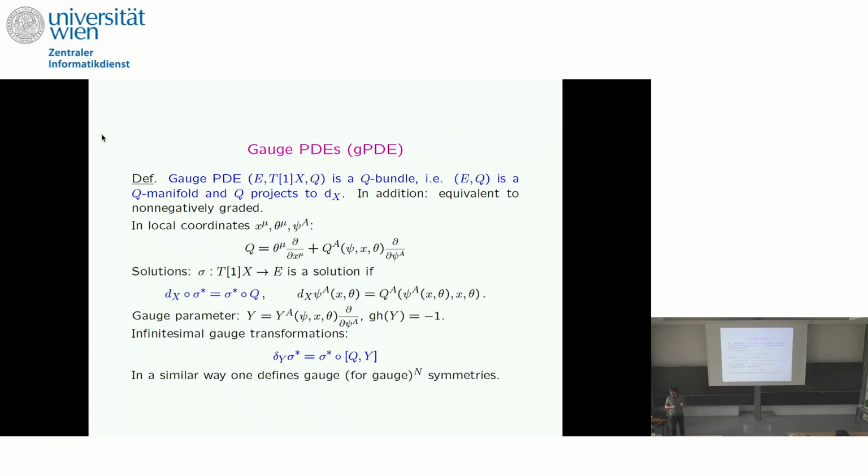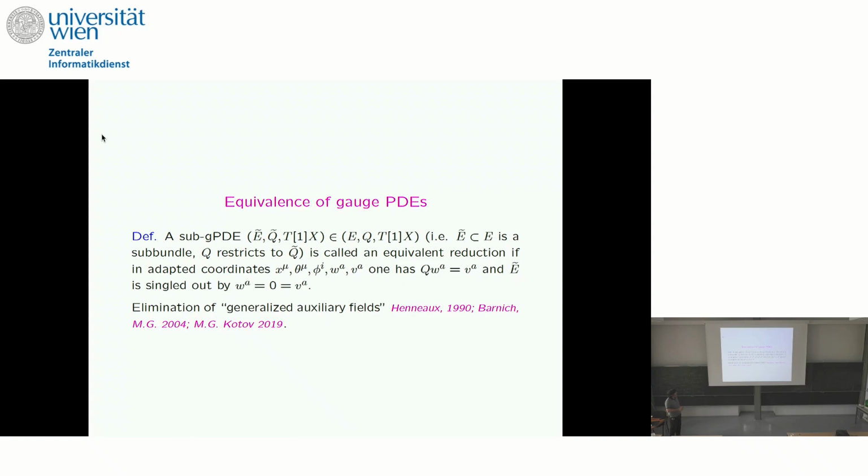Okay, the notion of equivalence for Q manifolds extends to these gauge PDEs, and again I only give a coordinate version. Suppose that in our fiber there is a split between coordinates, so there are some phi, w, and v, such that Q of w is v, and the subbundle E twiddle is just singled out by w equals zero and v equals zero. So it means in particular that Q is tangent to this subbundle. So we get a new gauge PDE, which is called an equivalent reduction. Modulo subtleties of global geometry, which I don't speak about, locally it's an equivalence transformation.